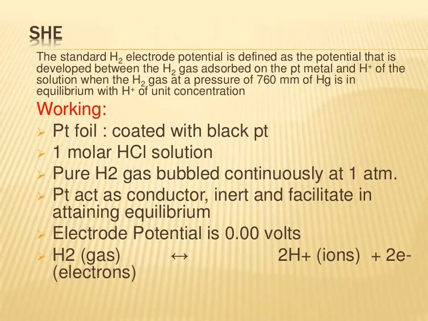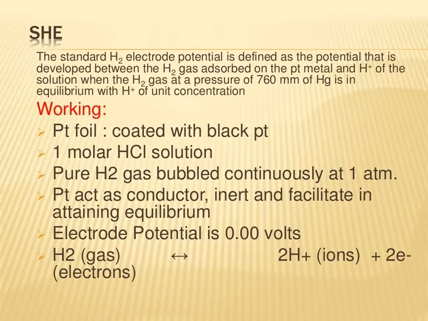Here we have a platinum foil which is coated with platinum black, and it is dipped in 1 molar HCl solution. Pure hydrogen gas will be bubbled continuously at 1 atmospheric pressure. Platinum will act as an inert conductor, and it facilitates in attaining the equilibrium. The electrode potential of this is 0.00 volts.